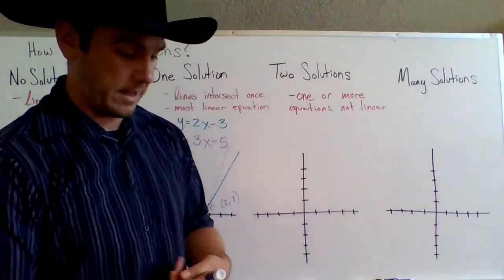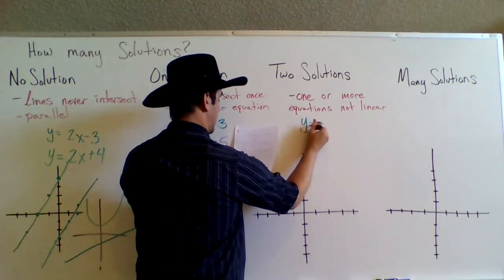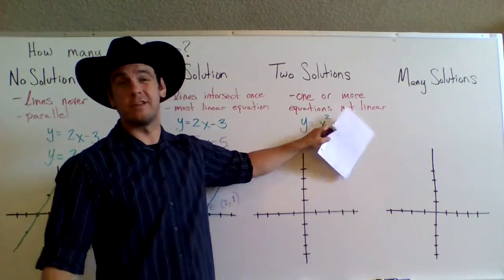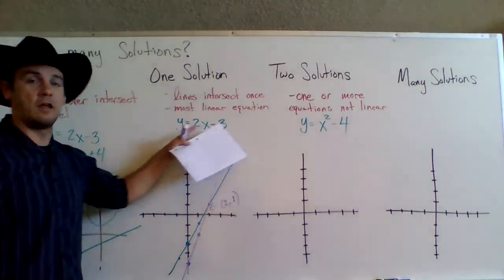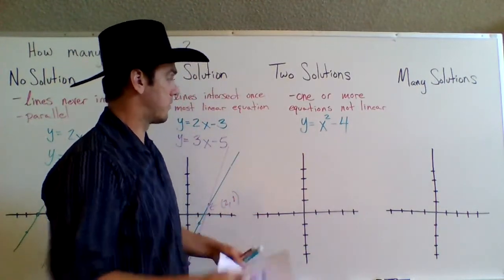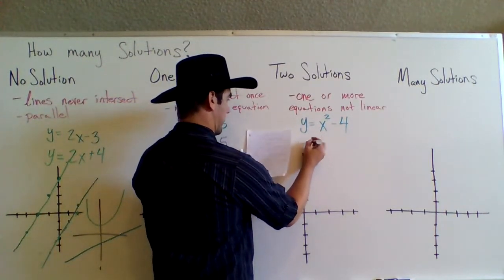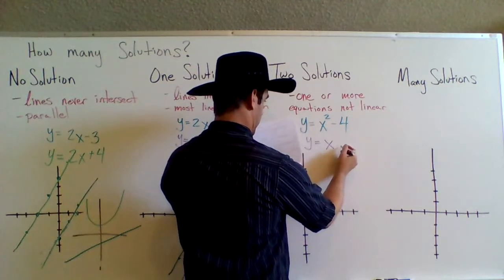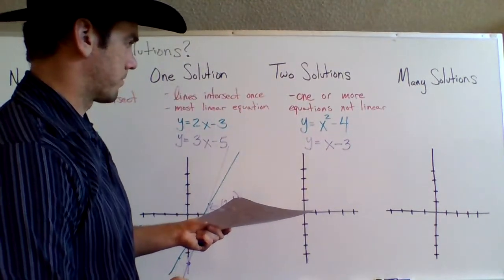So what might this look like? I got a lovely example here for you. Let's do y equals x squared minus 4. You guys notice that my degree, my largest exponent, is 2 now. That's not linear. All of these can be written y equals mx plus b, so that means they are linear equations. This is a quadratic equation. My degree is 2. My other equation is going to be y equals x minus 2.